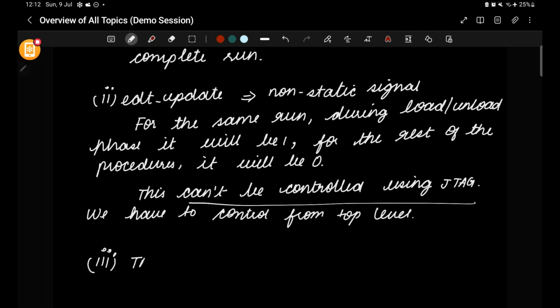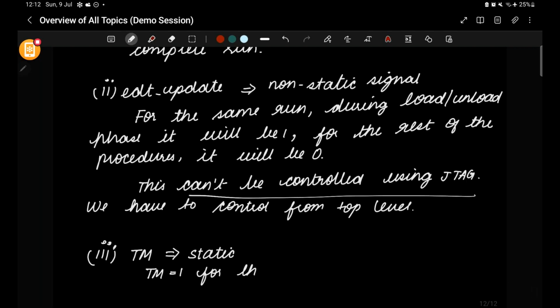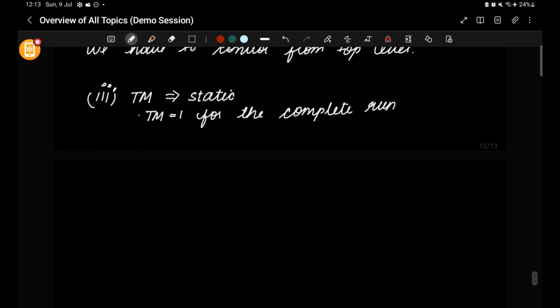And this test mode is actually a static signal. Why? Because test mode is going to be 1 for the complete run; for the complete DFT, the test mode signal will be 1. We will be covering each and every signal, so by the time we come to the JTAG topic, you will be familiar with all of them. Just remember that test mode will be 1 throughout DFT. Therefore this is a static signal, and it can be controlled using JTAG.